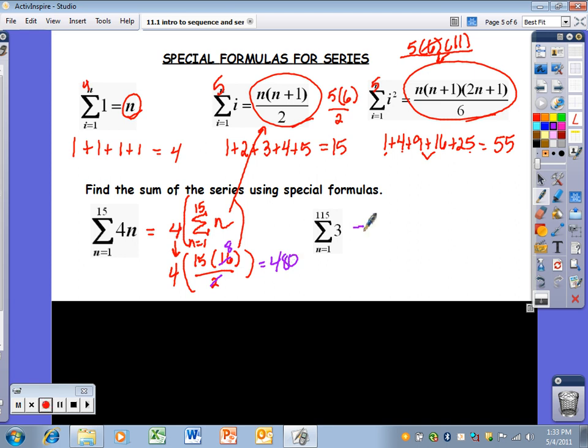Let's go to the next one. This time, we're adding a bunch of 3's. Is that the same as saying 3 times the sum of 1 to 115 of a bunch of 1's? How many 1's do you have here? 115 of them times 3 should give me 345.